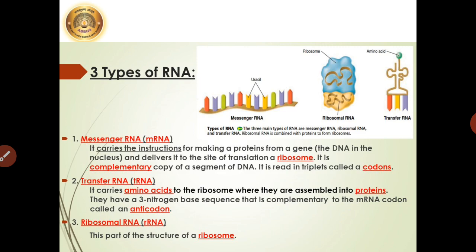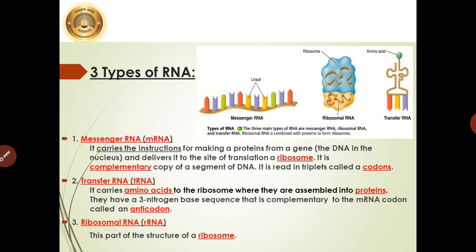mRNA carries the instructions for making a protein from a gene, the DNA in the nucleus, and delivers it to the site of translation, a ribosome. It is a complementary copy of a segment of DNA.